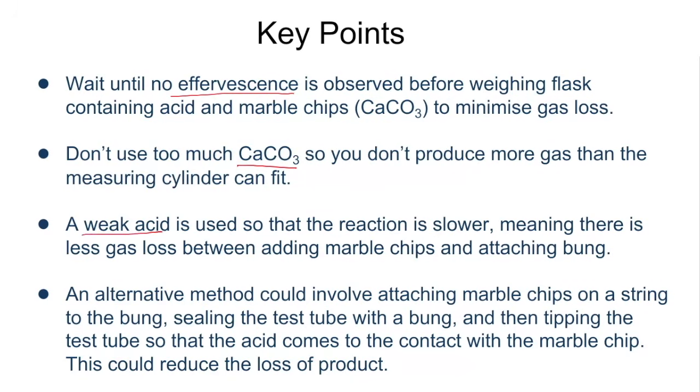We want to use a weak acid, such as ethanoic acid. We want to avoid things like hydrochloric because we want to make sure that our reaction is quite slow, because again, that is going to minimise our gas loss between adding the marble chips and reattaching the bung. If we want to avoid having to reattach the bung at all, what we can do is put the marble chips onto a string in the bung, seal the test tube, and then tip the test tube so that the acid comes into contact with the marble chip. This reduces any loss of product and it makes our results slightly more accurate.